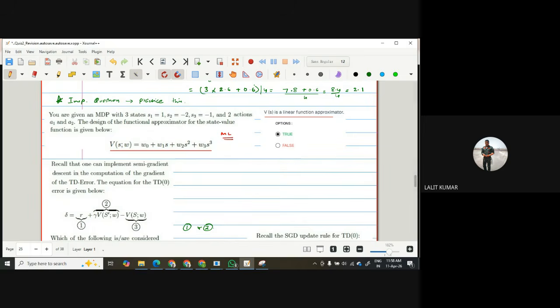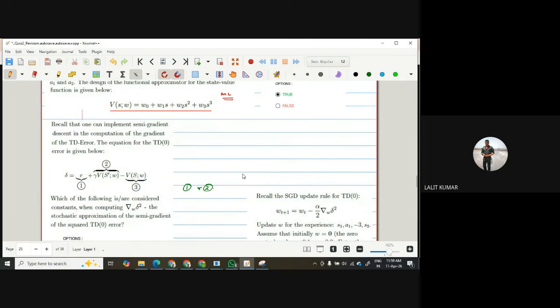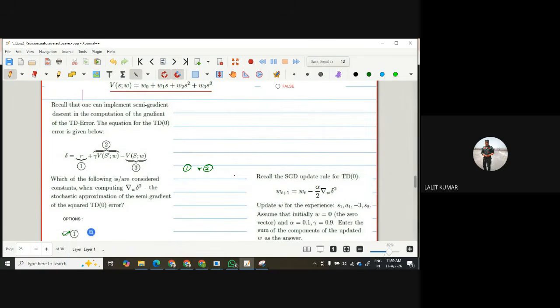Yeah. Now recall that one can implement semi-gradient descent in the computation of the gradient error. The equation for the TD0 error is given below. Which of the following is or are considered constants when computing the gradient with respect to W of this square? We know when we had discussed this, we were taking (R plus gamma into V(S_t+1) minus V(S_t)) squared. So what we had done, we had considered these two values as constants.